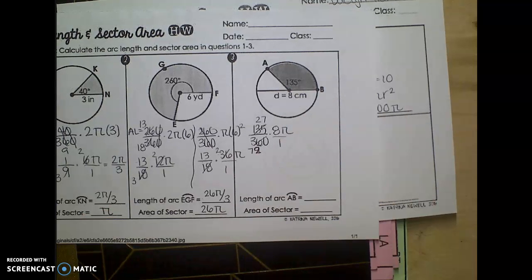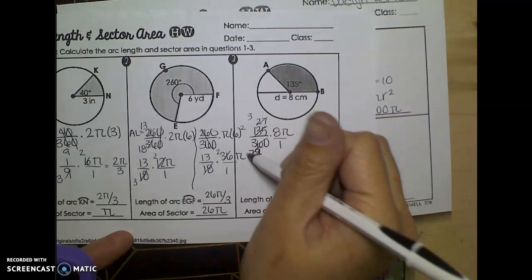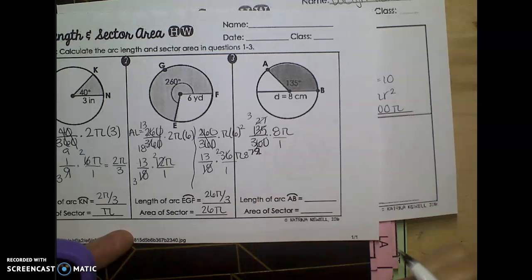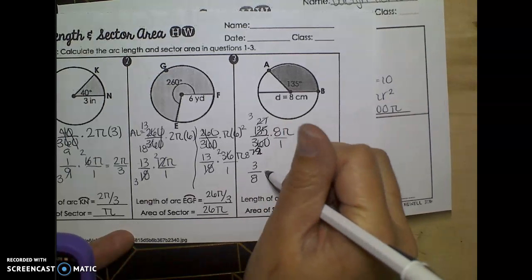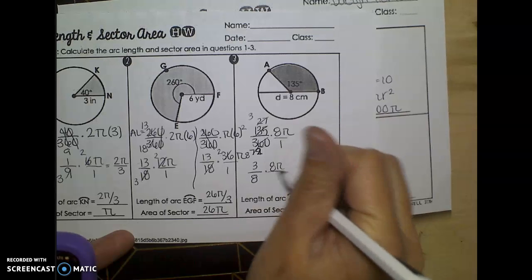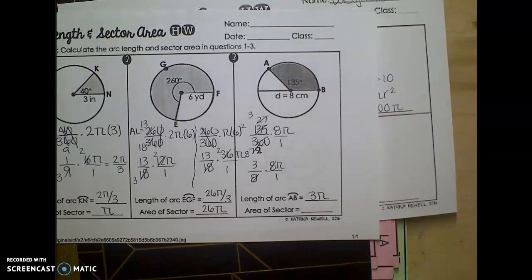And then 27 and 72 have 9 in common, so 3 times here and 8 times there. So overall, that first fraction reduced to 3 over 8 times 8 pi over 1, and so the 8's can divide out, so the arc length is 3 pi. Oh my god, I love when that happens.